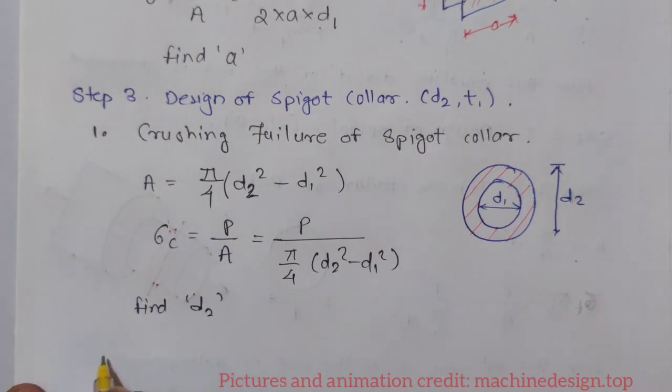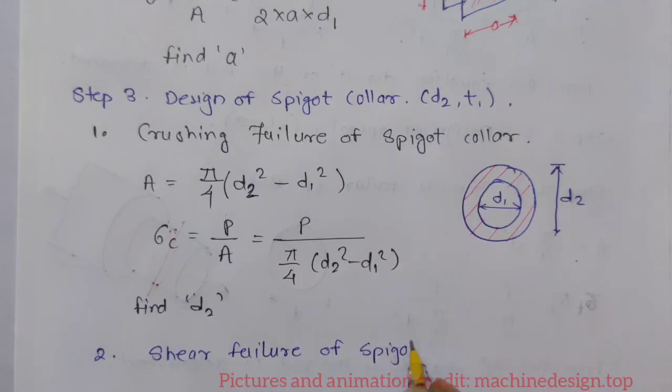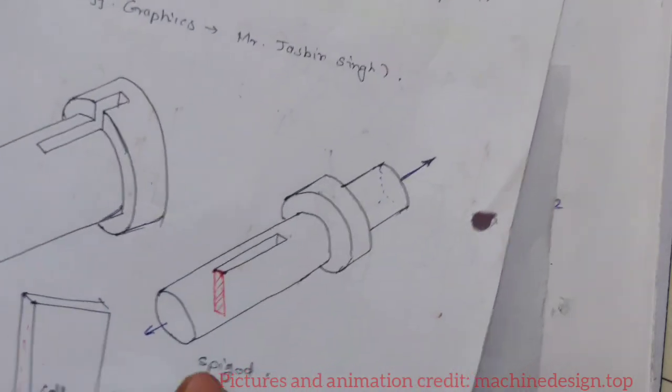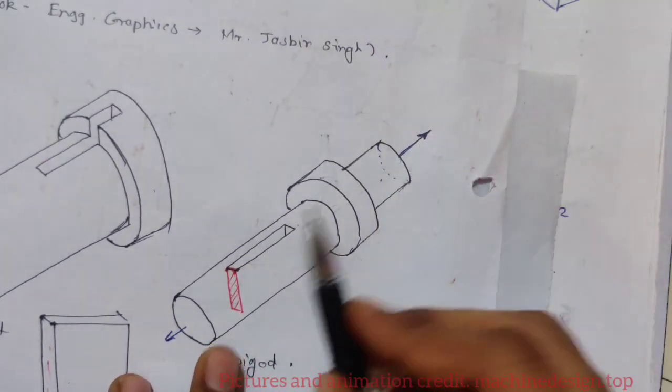Now second point is shear failure of spigot collar. Okay, now see, again I'm drawing this diagram. I am already having that diagram, so this diagram is already there.